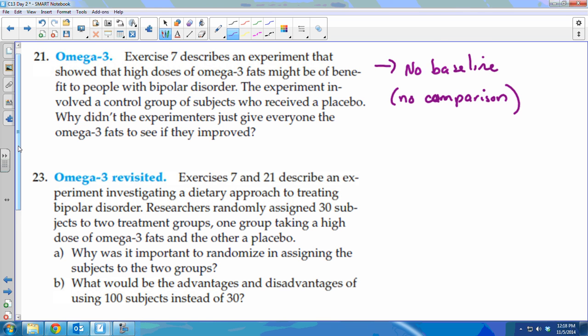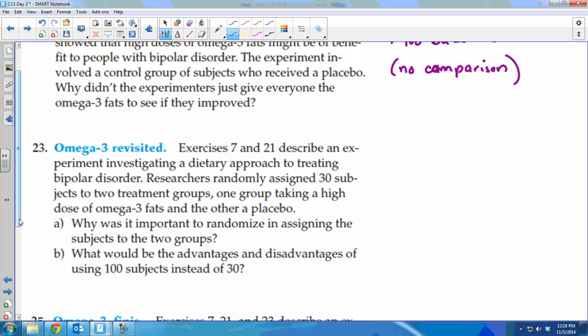All right, on 23, same experiment, a dietary approach to treating bipolar disorder. Researchers randomly assigned 30 subjects to 2 treatment groups, one group taking a high dose of omega-3 fats and the other a placebo. Why was it important to randomize and assign the subjects to 2 groups? What's the importance of randomization? Right, we're trying to eliminate bias, if at all possible. It's going to equalize the groups, right?